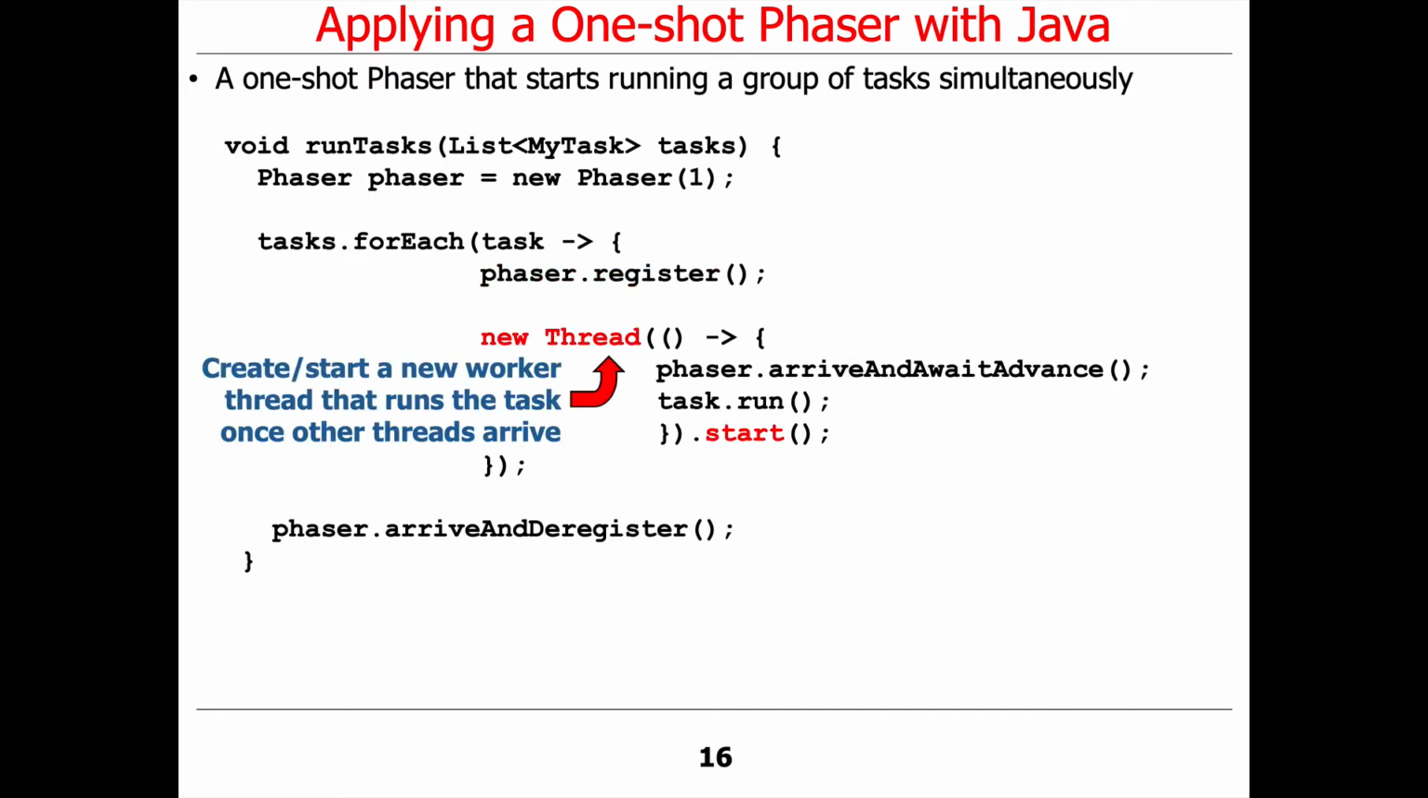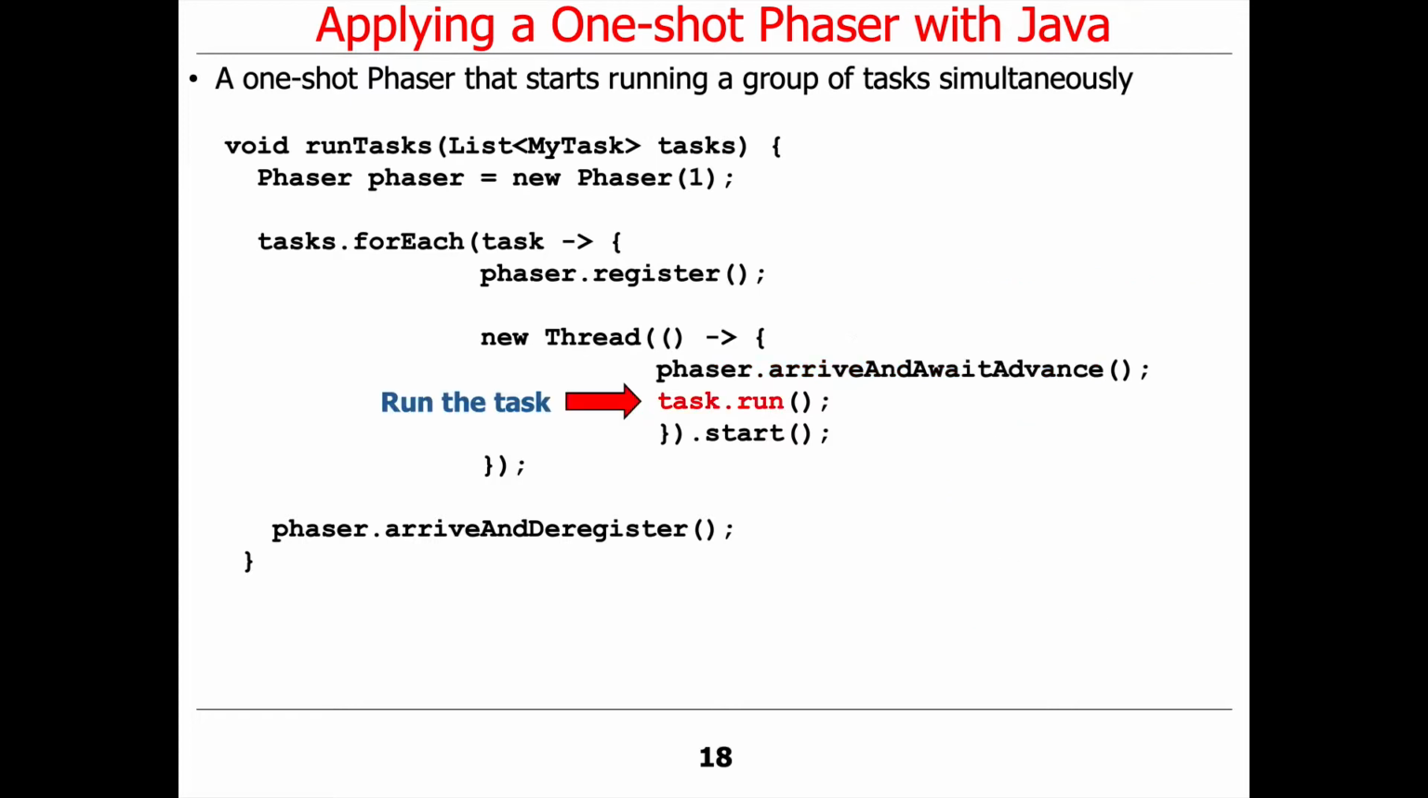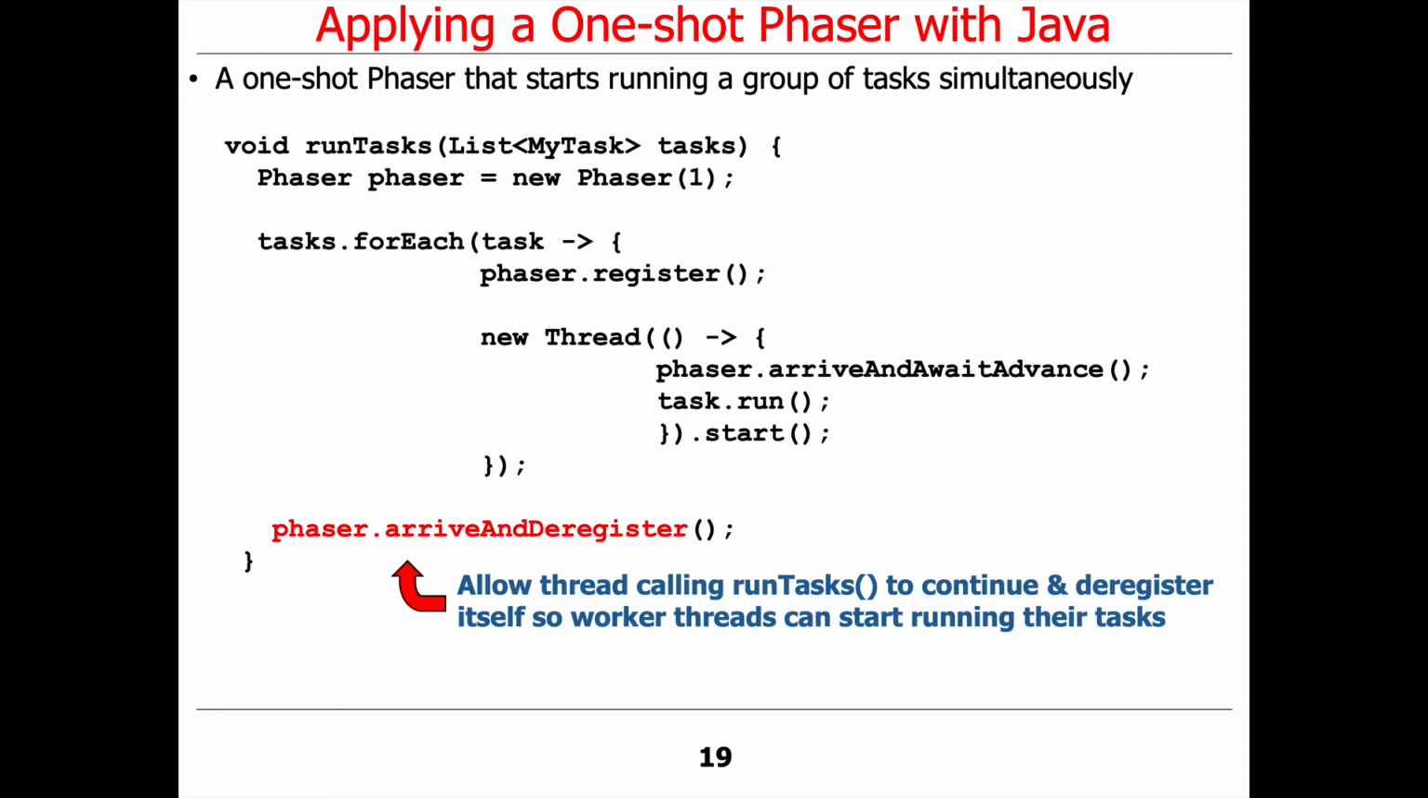We then create and start a new worker thread. This thread will run the task, but only after all the other threads arrive. The lambda expression inside of the thread constructor will use the phaser arriveAndAwaitAdvance method to block until all the other worker threads have started and called arriveAndAwaitAdvance. So this is basically being used as a barrier. Next, we run the task, whatever it might be, and all those threads will run, and all the tasks will run once.